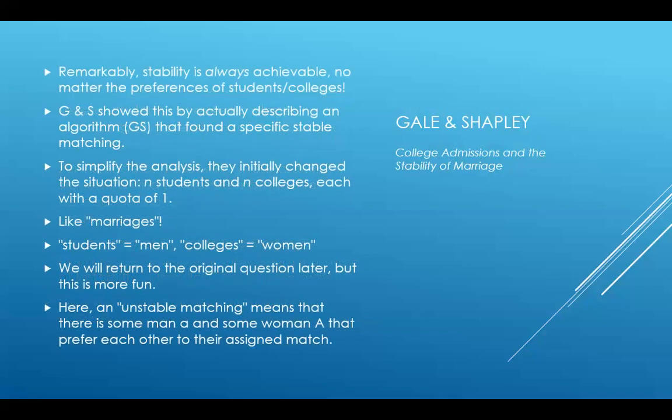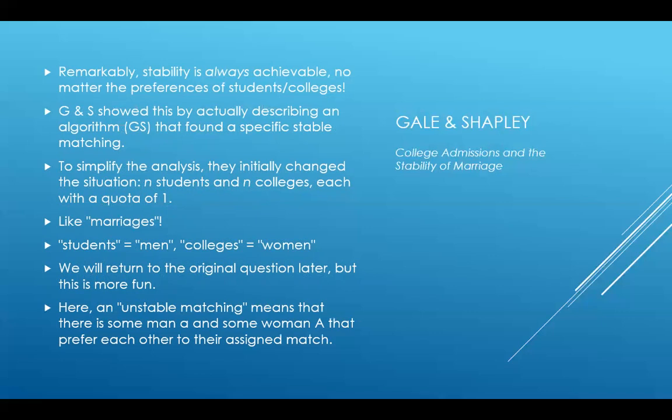Okay, it's always achievable. The way they showed this is by actually describing an algorithm called the Gale-Shapley algorithm, or GS algorithm for short, that found a specific stable matching. Okay, it actually found a stable matching. And what they did to first deal with the analysis and make it easier to understand is they initially imagined that there were exactly n students and n colleges. So the same number of students and colleges. And by the way, these assumptions can be dispensed with later on, but it's just easier to describe what's happening.